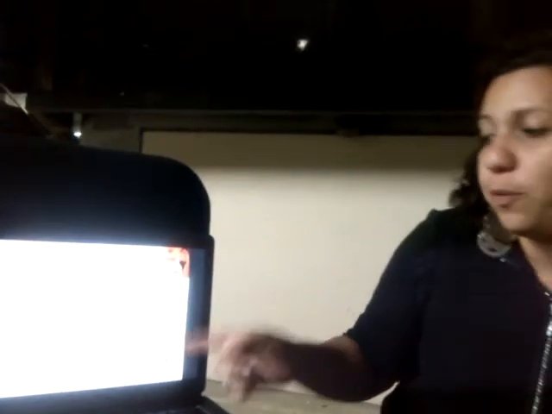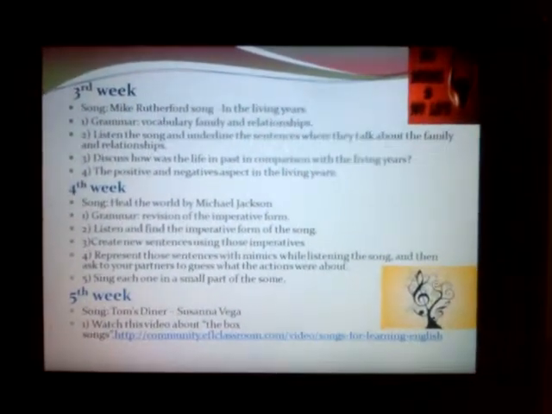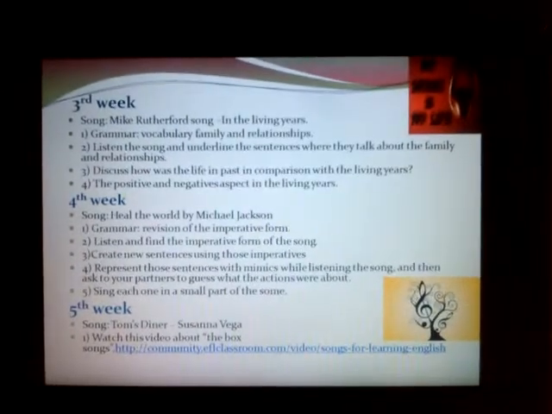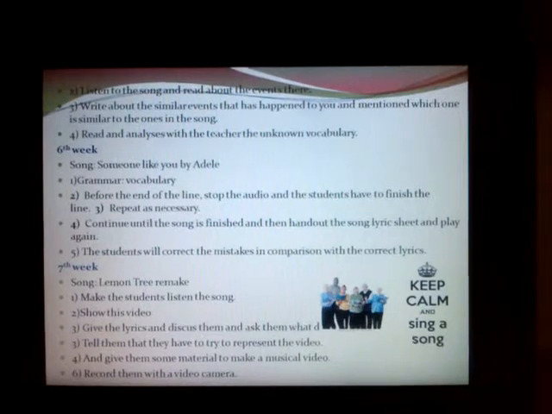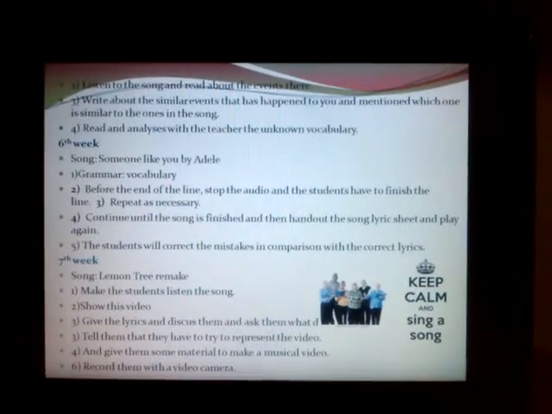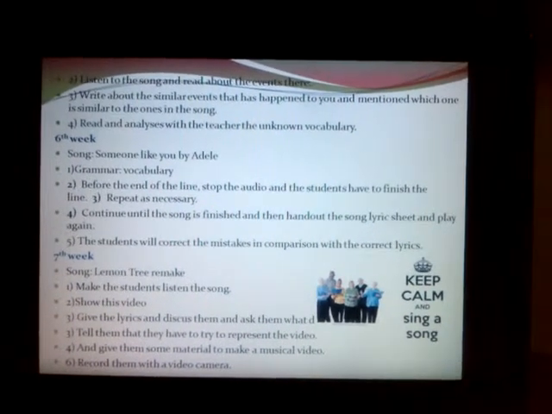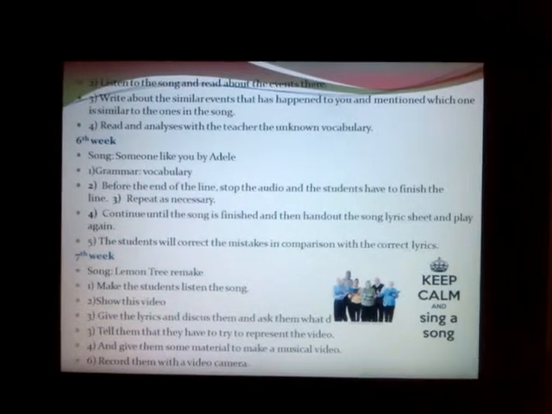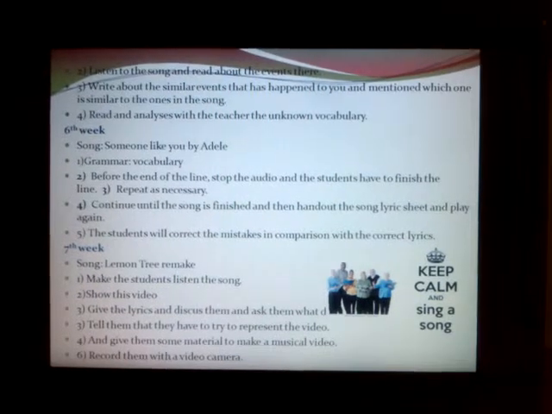Then the fifth week, or the last week, they have a song by Susanne Vega, called Tom's Diner. They have to watch that video. Then they have to listen to the song and read about the events there. They write about similar events that have happened to them, mentioning which ones are similar to the ones in the song. They have to read and analyze the unknown vocabulary with the teacher.